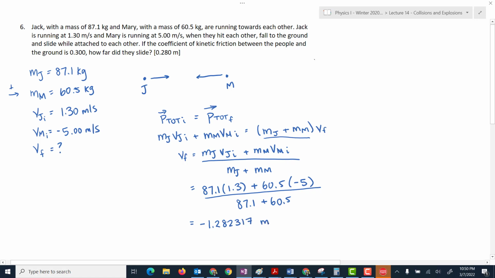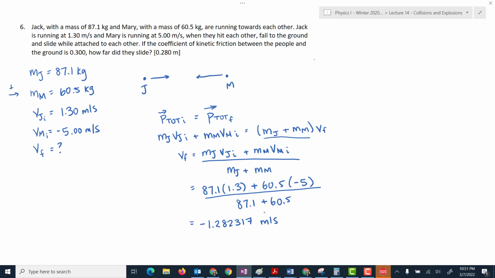-1.282317 meters per second. This isn't my final answer, so I'm giving lots of extra decimal places so that my answer is more accurate. Okay, so notice my velocity is negative, so that means that they are sliding to the left. Okay, so it now says, if the coefficient of kinetic friction between the people, Jack and Mary, and the ground is 0.3, how far did they slide?